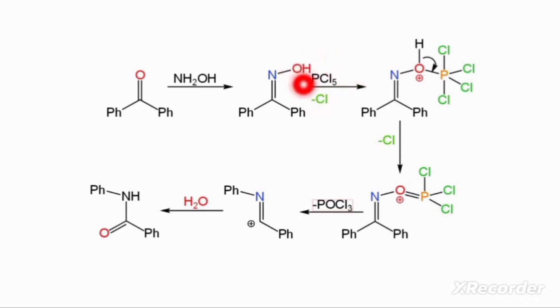Okay, so what do we have? We have PCl5. So what is the role of PCl5? The role is the same. We will convert OH into a good leaving group. Just the way is different. The pathway is different, the mechanism is different. So let us see this mechanism.